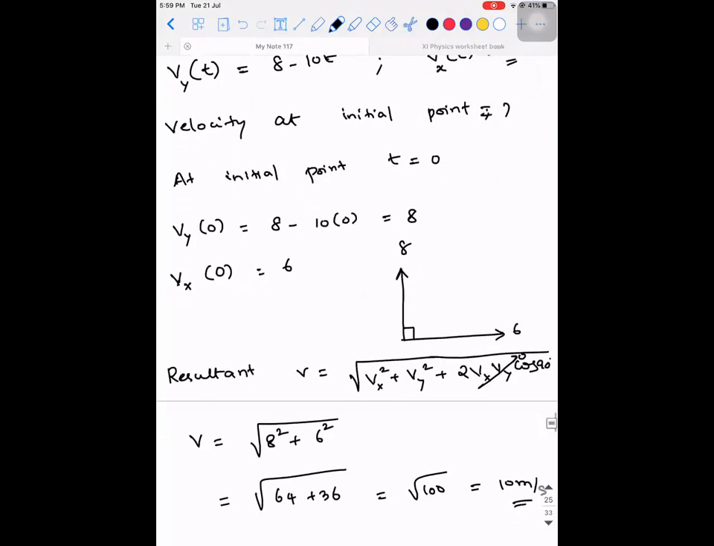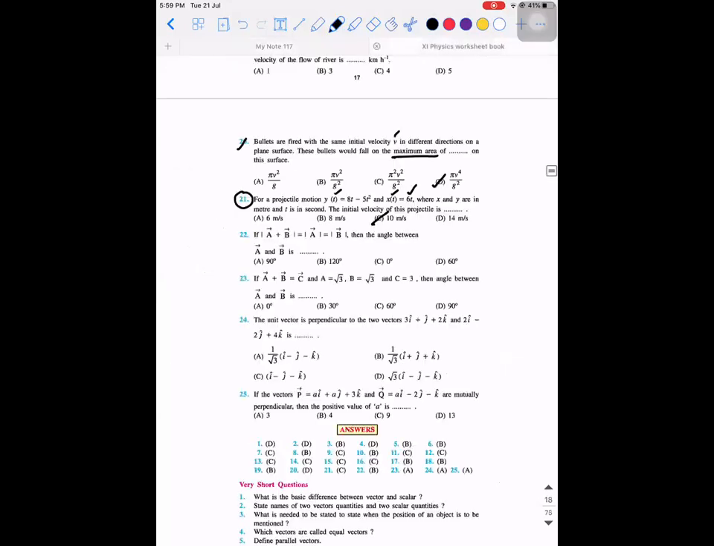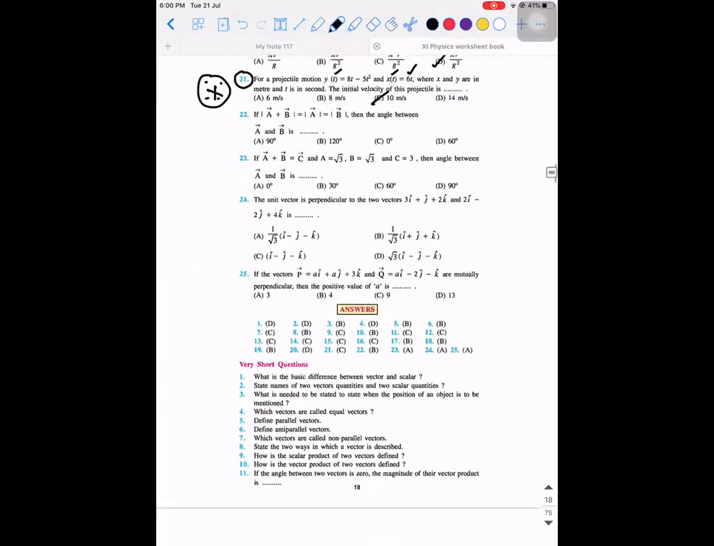So if you're done with this, we'll go to the next problem. Mark this problem as important. Okay. So this is the projectile motion based problem.